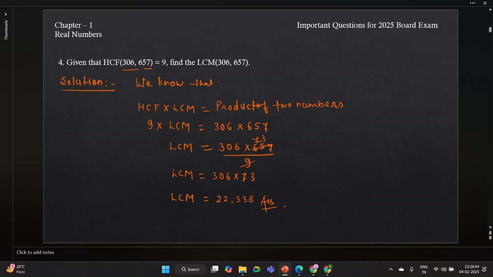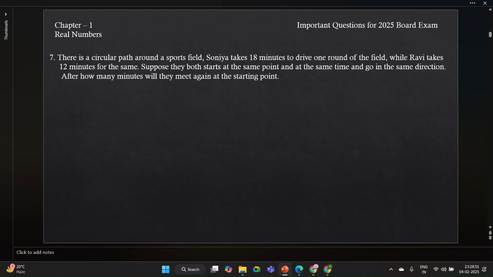You can pause the video and write down the solution. Okay, now we are going to the next question. Question number 7, it's the most important. And what is given in this question? So I'm reading it, and then try to understand.